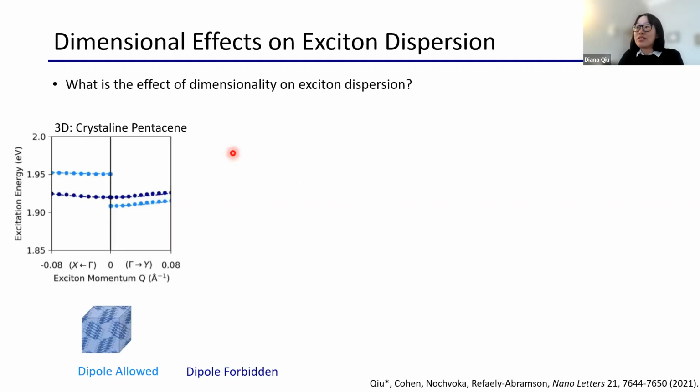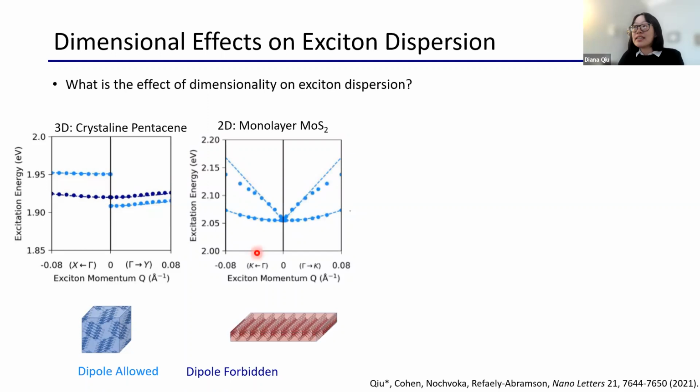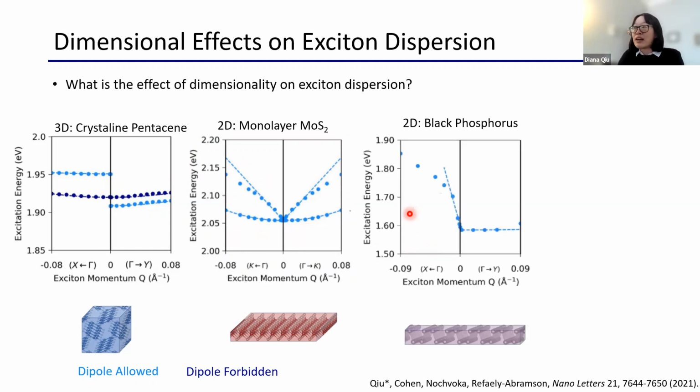First, as an example of a three-dimensional system, this is the exciton dispersion in crystalline pentacene. The dark blue bands here describe dipole forbidden excitons, and the light blue bands describe dipole allowed excitons. And you can see the dipole forbidden band is parabolic and continuous, whereas the dipole allowed band has this jump discontinuity at the gamma point. Now, going down to two dimensions, this is the exciton band structure in monolayer MoS2. You can see a V-shaped upper band that's degenerate with a parabolic lower band at the gamma point. And another two-dimensional material, monolayer black phosphorus, exhibits a linear dispersion along one direction from gamma to X, and a parabolic dispersion along another direction from gamma to Y.